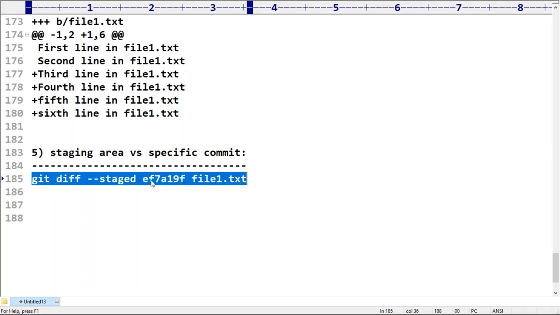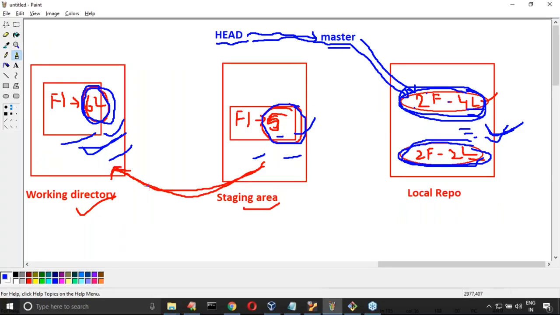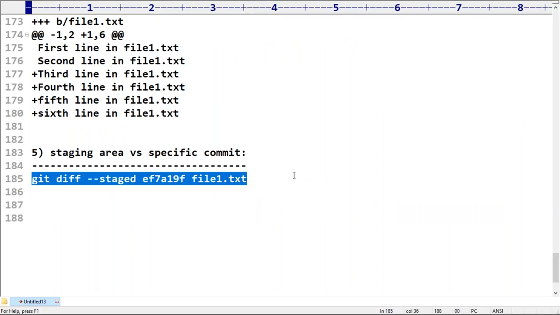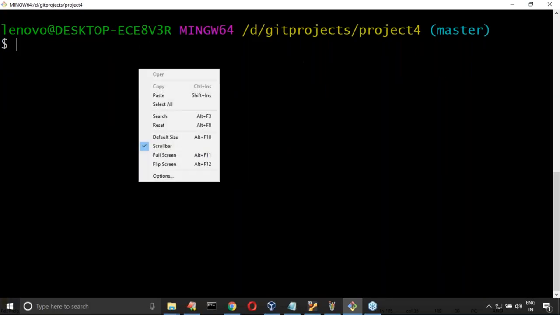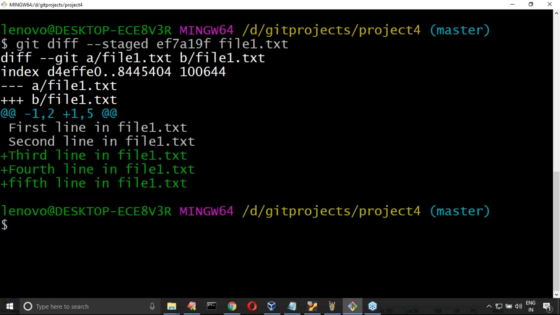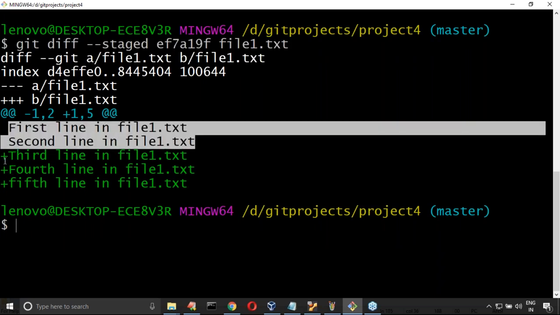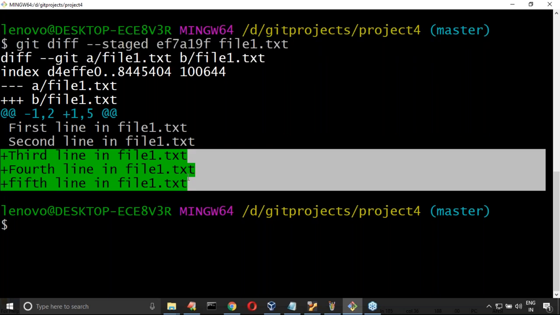If I take it like this, how many lines does the staged copy contain? Please confirm. Five lines. But this particular commit contains how many lines? Only 2 lines. So 3 lines extra. Let me execute this command. Now observe that. In the source copy there are only 2 lines, but in the destination copy there are 3 lines extra. Are you feeling comfortable?